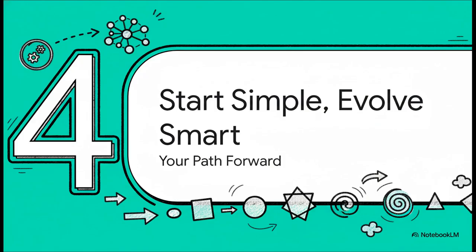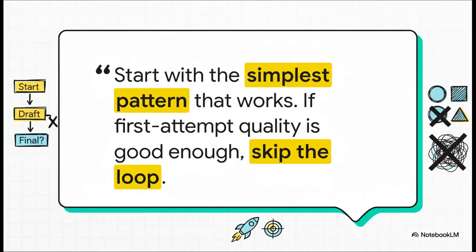All right, let's bring it all home. What's the big takeaway here? What's the philosophy that should guide you when you start building this stuff? It's really simple. Start simple and then evolve smart. Here's the most important advice I can give you. Do not add complexity just for the sake of it. Don't build a parallel workflow just because it sounds cool, and for goodness sake, don't add an evaluator loop if the first draft is already getting the job done. Your goal is to match the complexity of your solution to the real needs of the task, nothing more.